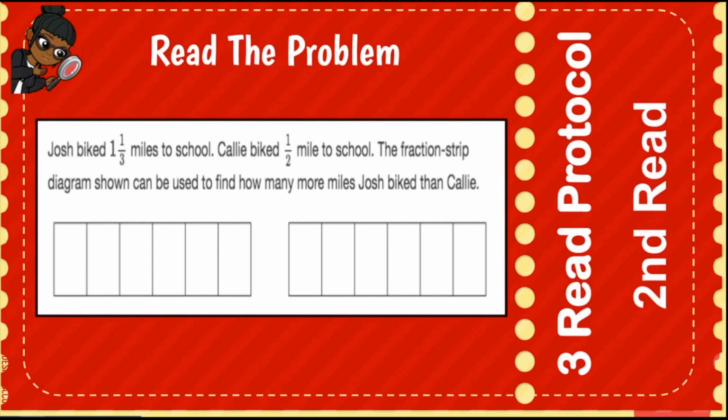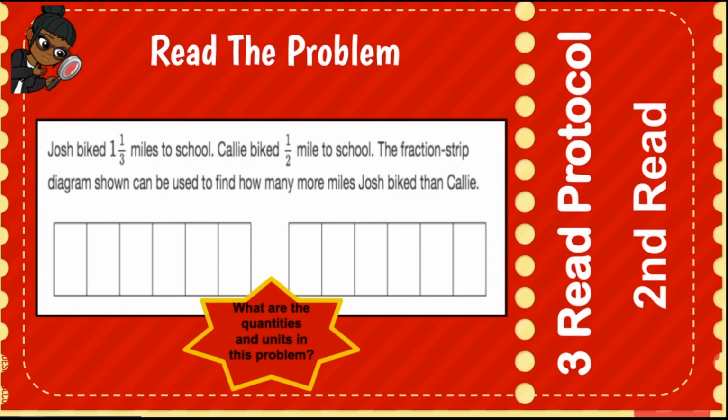For the second read, we're going to read it one more time, and we're going to focus on the quantities and the units in the problem. Remember, quantities are the numbers and units are what's being counted. Josh biked 1 1/3 miles to school. Callie biked half mile to school. The fraction strip diagram shown can be used to find how many more miles Josh biked than Callie. What are the quantities and units in this problem? 1 1/3 miles, half mile.